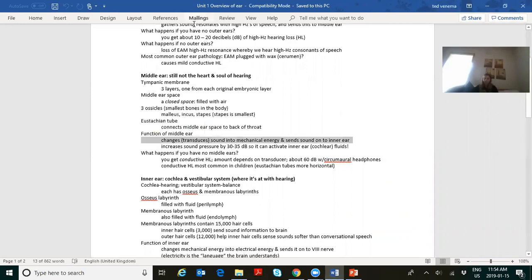For example, a microphone is a transducer when I talk into it. It's changing my sound waves into electricity. And a speaker, that's a transducer too, because it changes electricity from your radio or CD player into sound waves. So transducing means to change energy from one form to another form. The middle ear changes sound waves into mechanical piston-like energy.